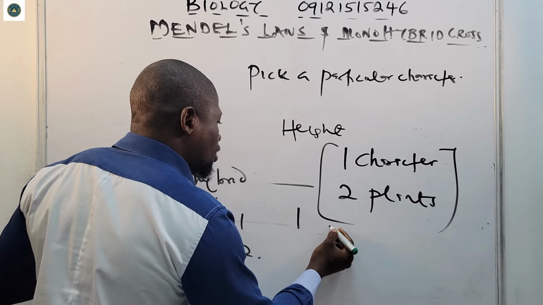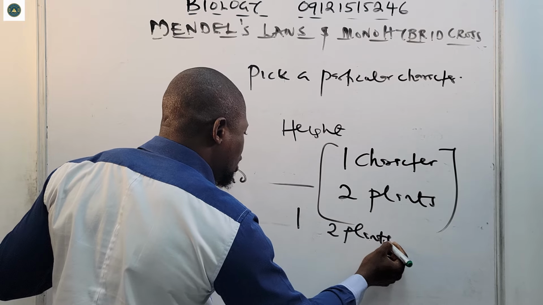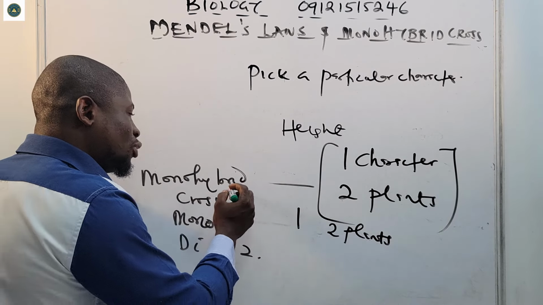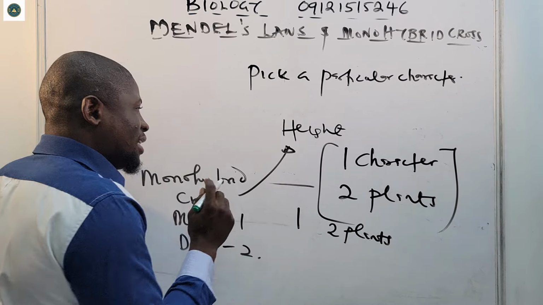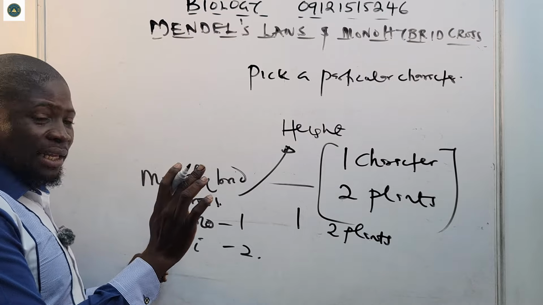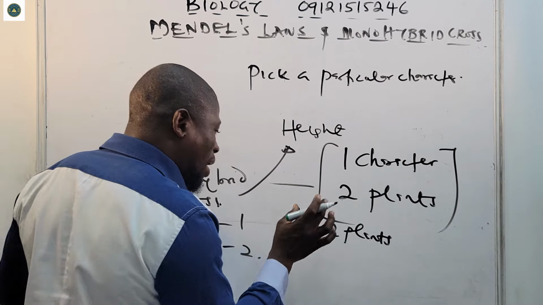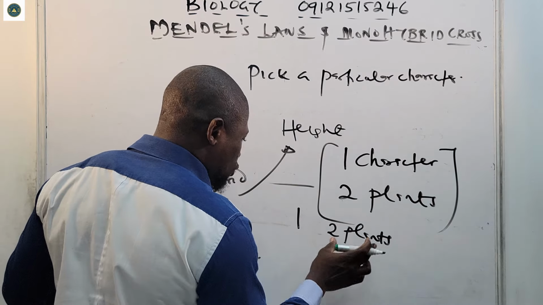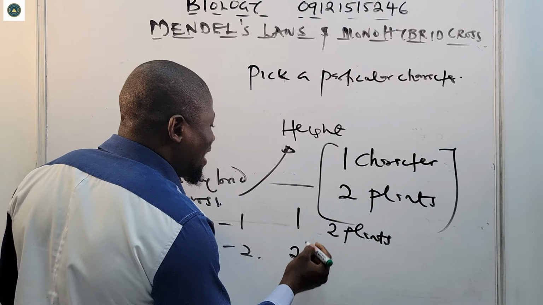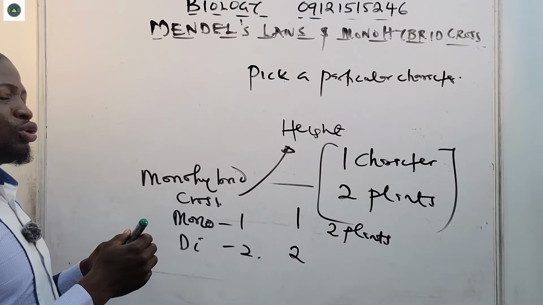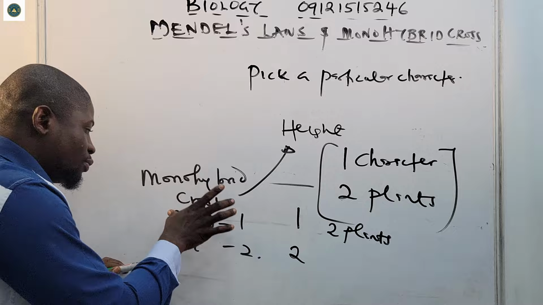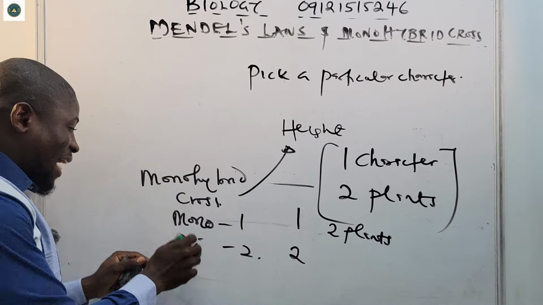1 character, 2 plants. The mono and di is always in respect to the character that was taken. So in a monohybrid cross, it took 1 character with 2 plants. In a dihybrid, it took 2 characters. So never confuse a monohybrid question with a dihybrid question.